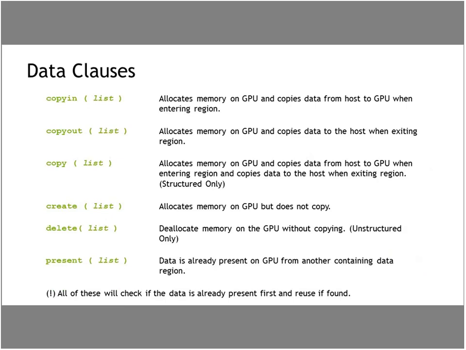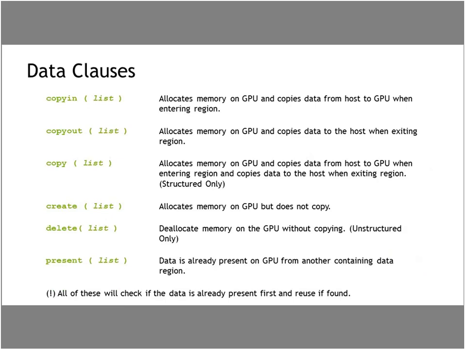OpenACC provides what are known as data clauses, and these clauses can be added to your parallel regions. They can be added to a region we haven't talked about called kernels, and they can be added to various data regions, which again we'll talk about in just a moment. These inform the compiler about my data and how the data is used. I've listed on this slide the most common data clauses, and we'll work through what they all mean.